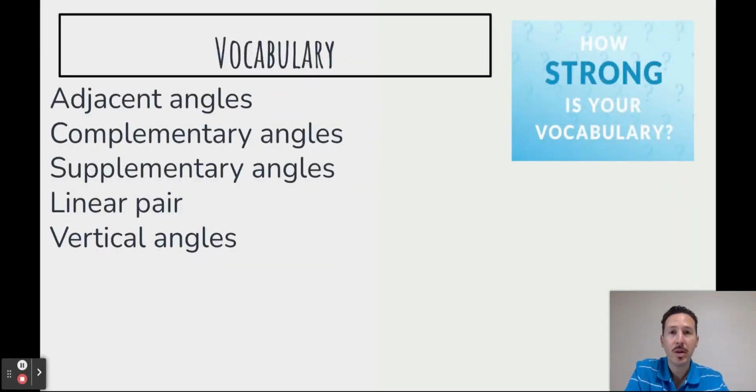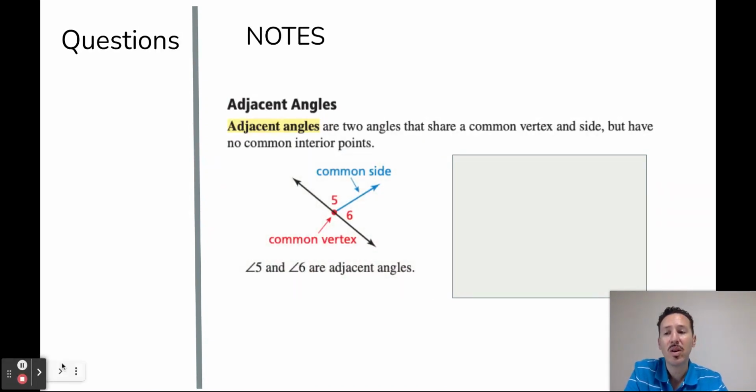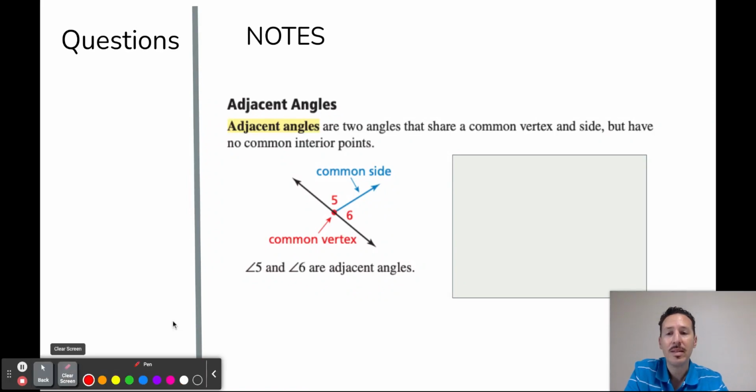So you heard some of those words, and those are the key vocab that we're looking at. Adjacent angles, complementary angles, supplementary angles, linear pair, and vertical angles. So we'll start by something called adjacent angles. Adjacent angles basically means that there's two angles that are next to each other. So they lie side by side, and they have what's called a common side. So that is very key when you're talking about adjacent angles.